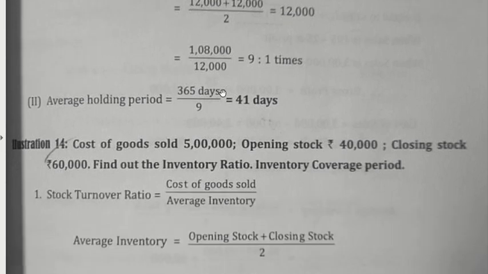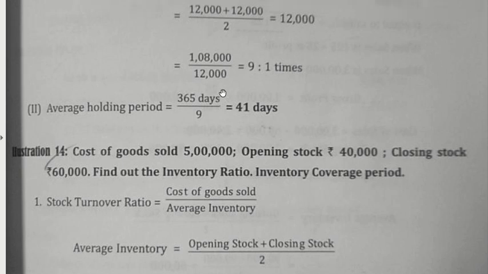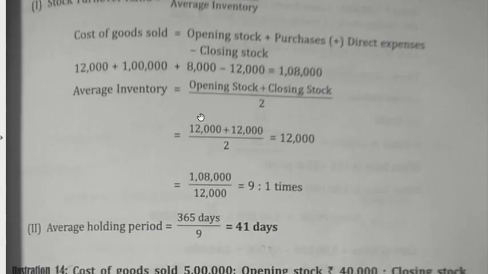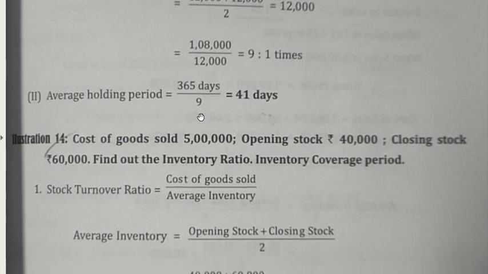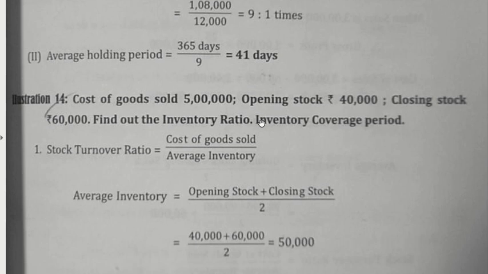The next formula they have told us to calculate is average holding period. So average holding period is nothing but, the formula is 365 days divided by the stock turnover ratio. So 365 days divided by 9, which is your stock turnover ratio, which is equal to 41 days.